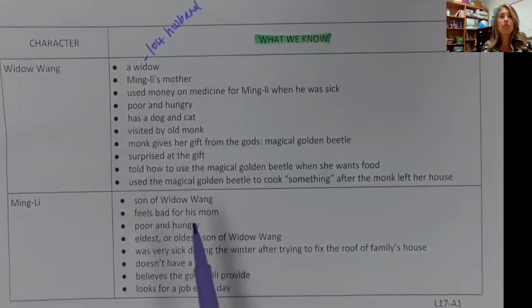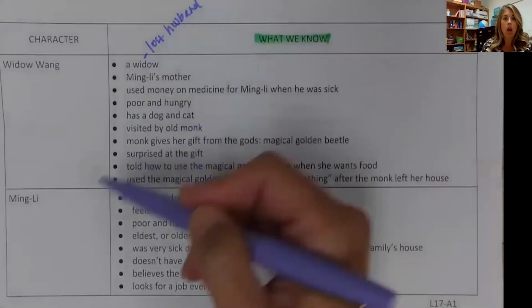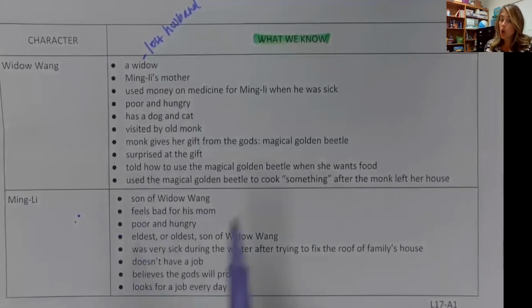Now, let's look at Ming Li. Here's what we charted in our last lesson. What do we know about Ming Li? He's the son of Widow Wang. He feels bad for his mom. He's poor and hungry. He's the eldest or oldest.